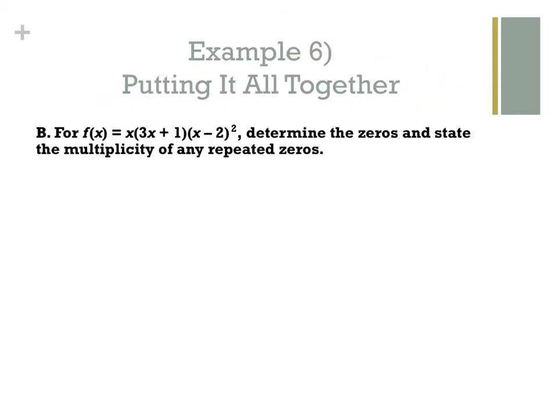Now, in part B, we are going to take this function and determine the zeros and state the multiplicity for any repeated zeros. Factored form, like the function is given to us, is great when you want to find your zeros. It's not so great if you want to apply the leading term test. So I had to do a little bit of work on the last slide just to figure out what my leading term was. In this example, since I want to find my zeros and state the multiplicity, I'm going to set f of x equal to 0, because when we find the zeros of our function, y is equal to 0.